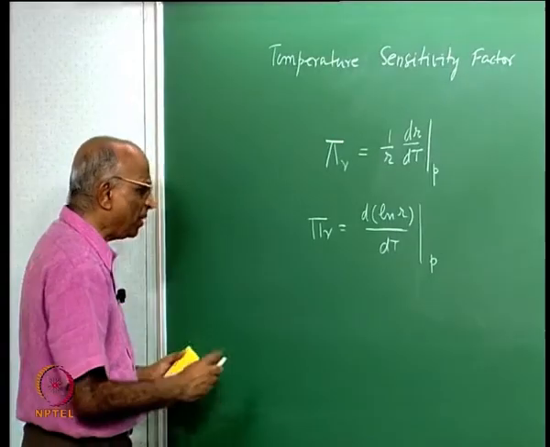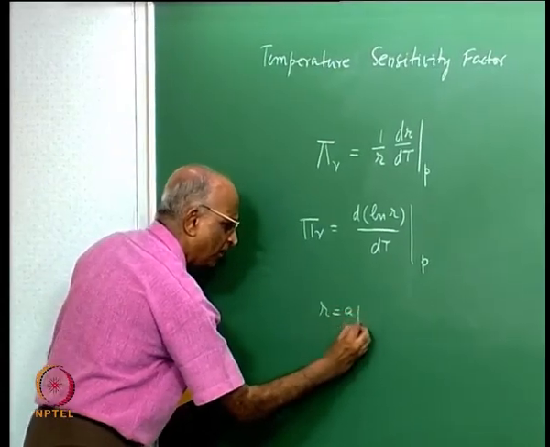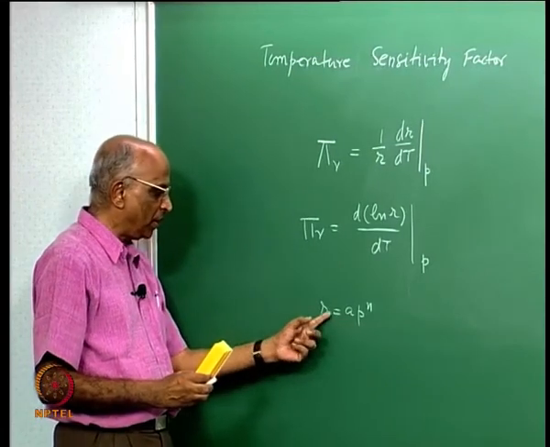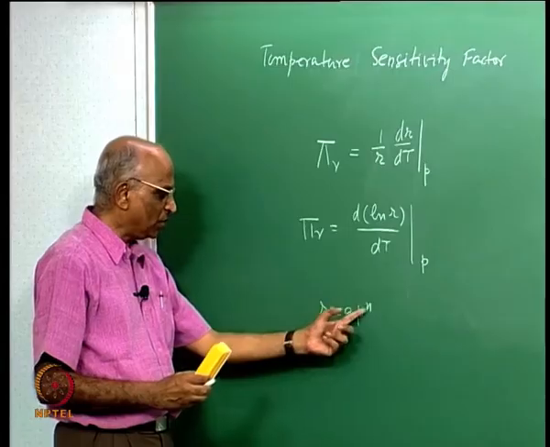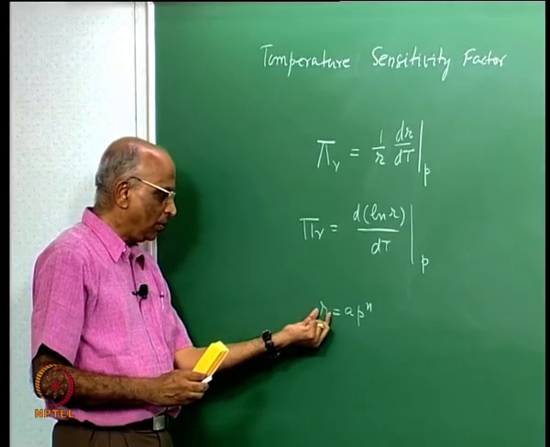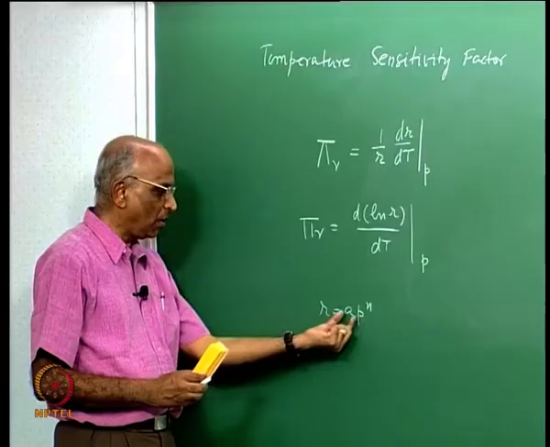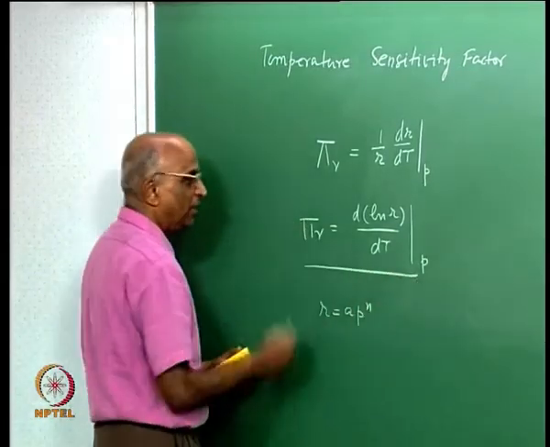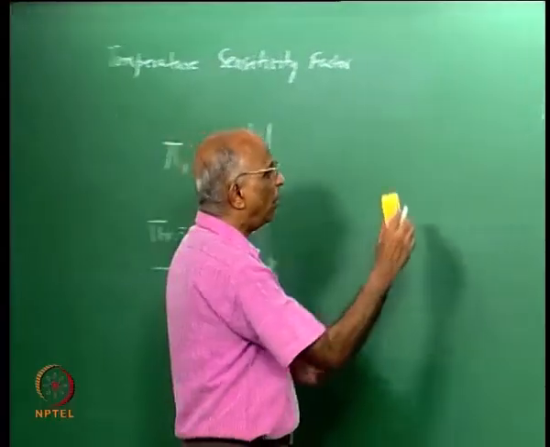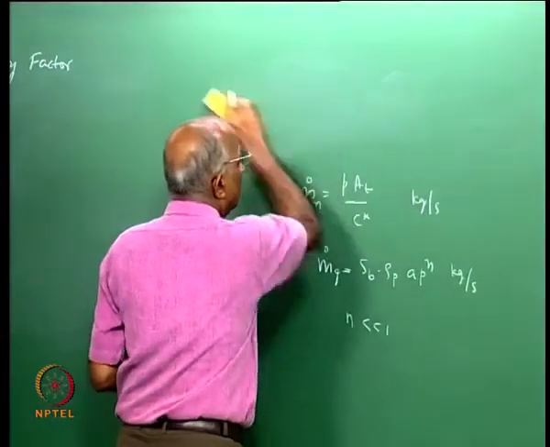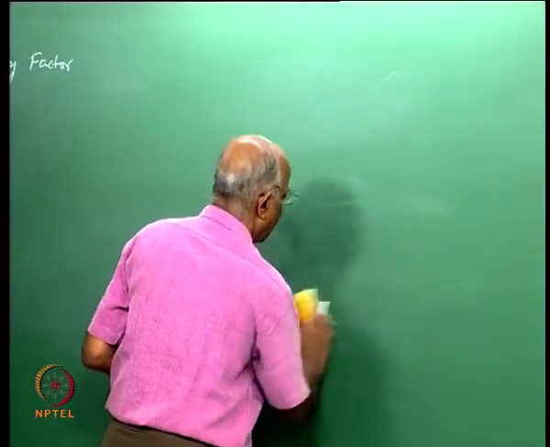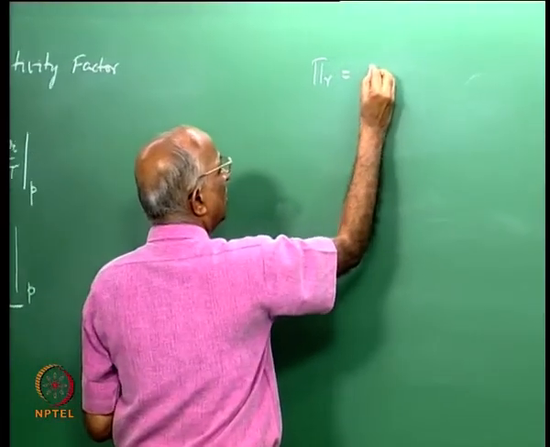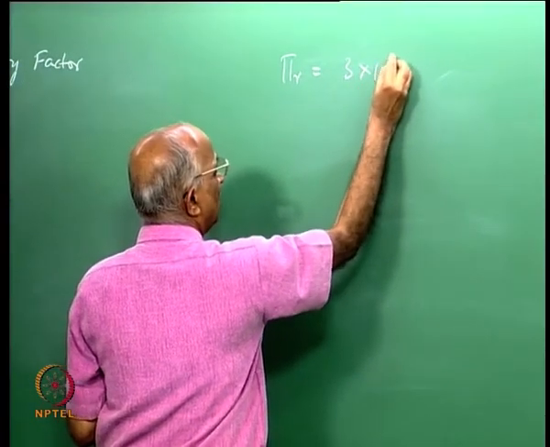And just like how did we measure r is equal to a P to the power n? We did two experiments at pressures P1 and P2, measured the burn rate r1 and r2, and n was equal to ln r1 minus ln r2 divided by ln P1 minus ln P2, and in the same way this is also measured at different temperatures, and typically the value of the factor pi r which defines the sensitivity to temperature is around 3 into 10 to the power minus 3.